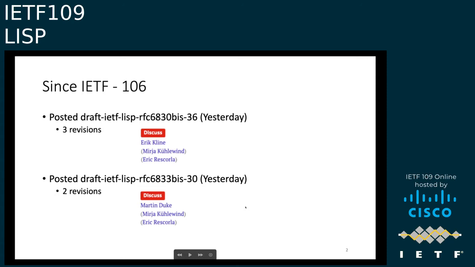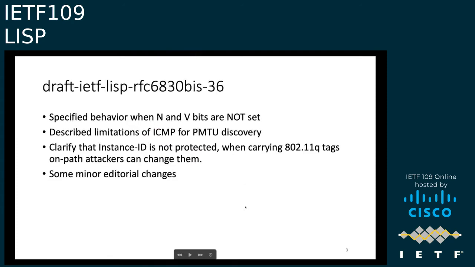So next slide. I have 1 slide per document specifying what has been changed. For data plane, we have pretty much clarified some different aspects. I would say that the most relevant ones are the limitations for the use of ICMP in the case of path MTU discovery, and also clarifying that the instance ID is not protected, and when they are carrying VLAN tags on path, attackers can change them. And next slide.